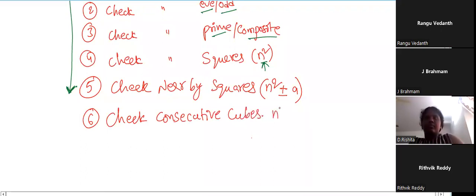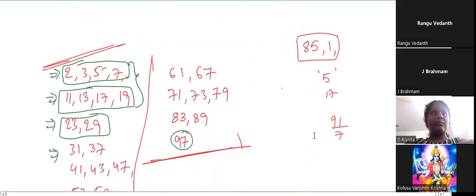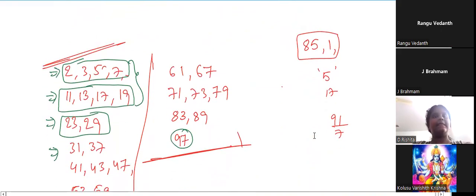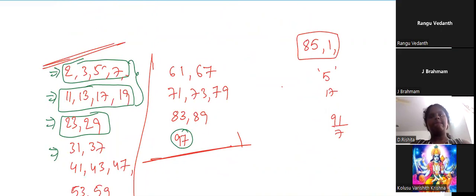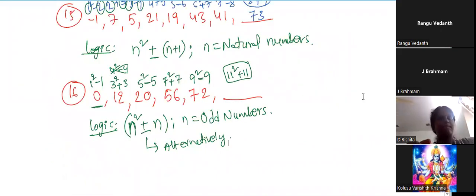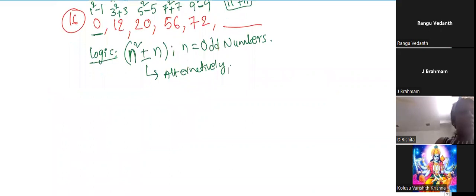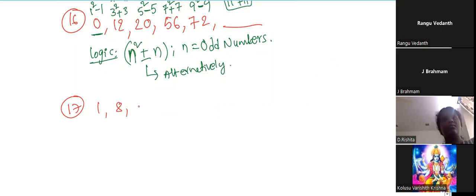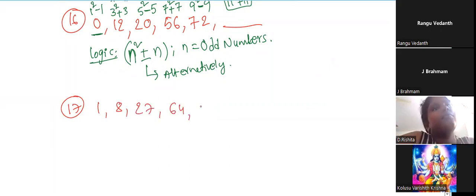Now tell me what is meant by cube. Sir, multiplying the same number 3 times. Number into number into number. Sir, any number which has the power of 3 is called a cube. Power of 2 is called a square; power of 3 is called a cube. Cubes are 1, 8, 27, 64, 125. What is the next number?